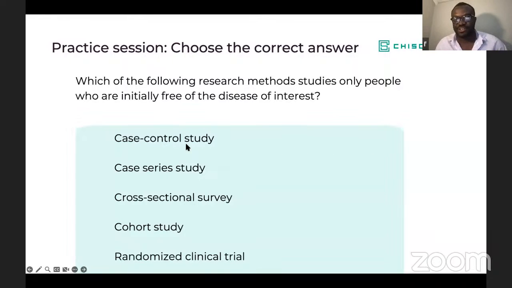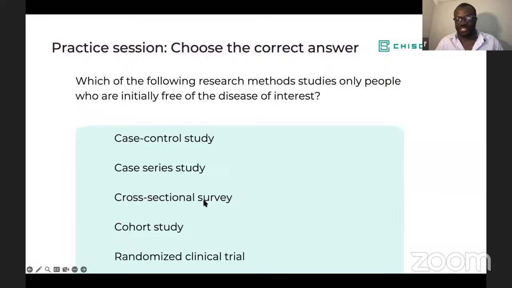It can't be a case control study because case means people who have the disease. So we're literally starting with people who have the disease, right? A case series means that we have people who are cases and we have a whole bunch of them. So obviously it cannot be individuals who are disease-free because they already have the disease. That's why we collected them together and are trying to study them. That's a case series.